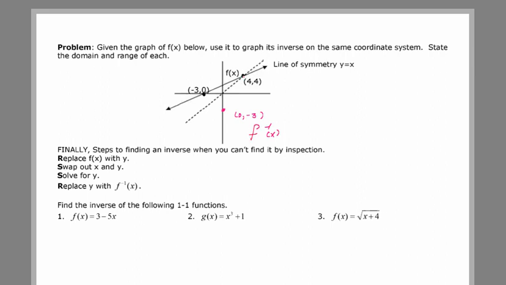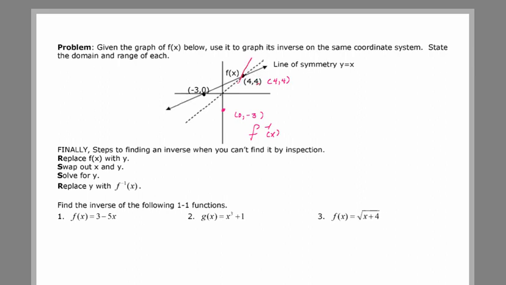What about the point 4, 4? If 4, 4 is on my function, then if I switch out my x's and y's, the same point, 4, 4, is on my inverse. Those are all the points I need for reference in graphing a line. 2 points is enough. So if we connect the dots here, I could have done a better job with that.